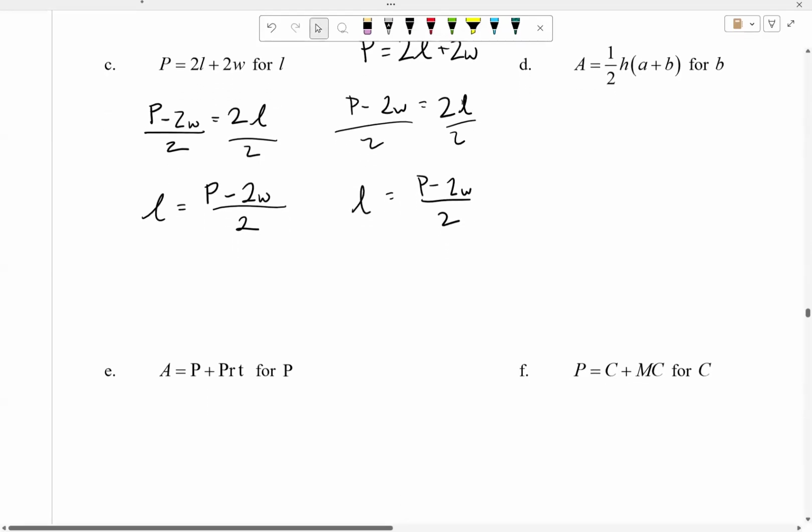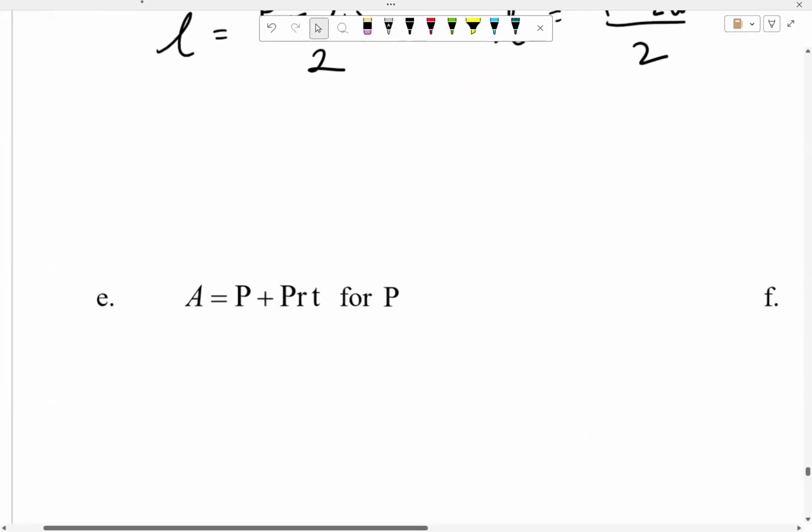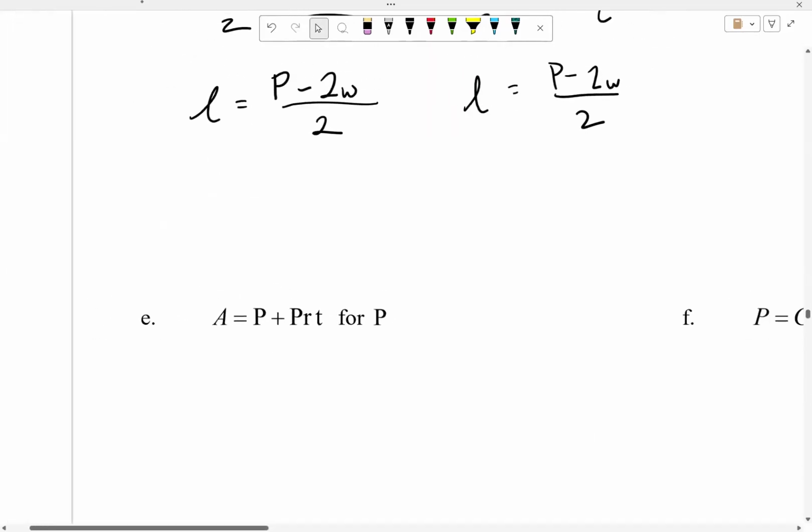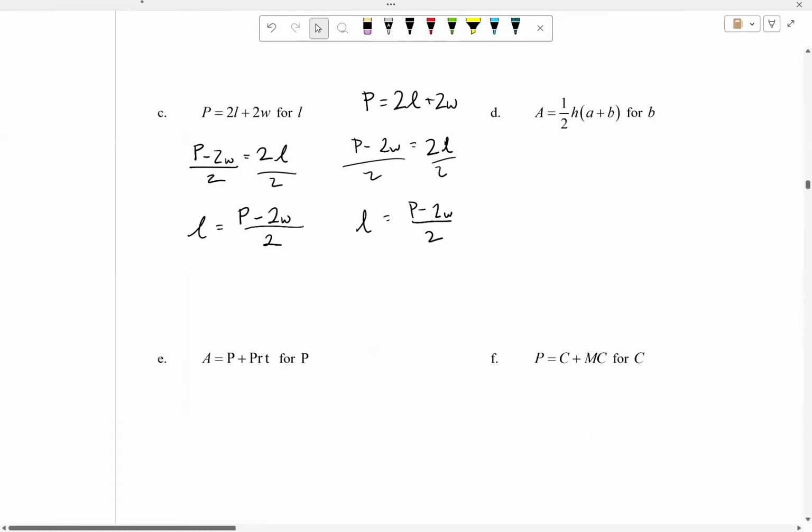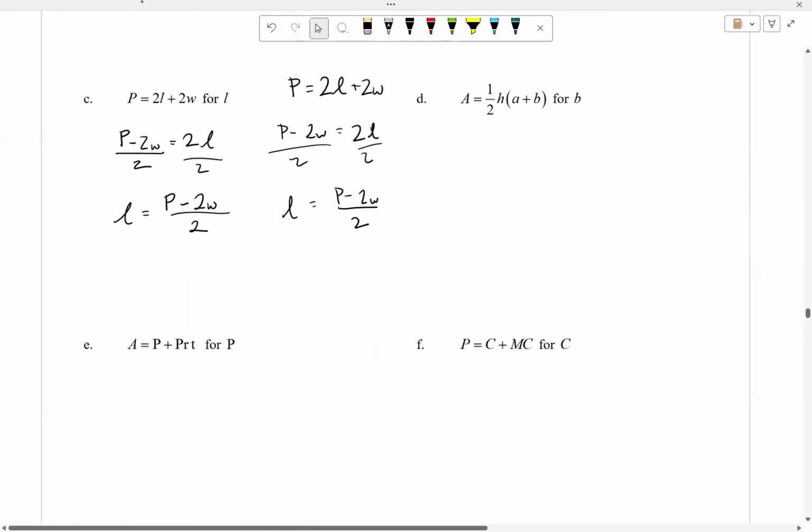I'm just going to do one more problem, and do E right here. No, P over two. Yeah, you could take out the two, then just have P over two. Isolating P is difficult because there's two P's in a pod. So how am I going to isolate P if there are two of them?